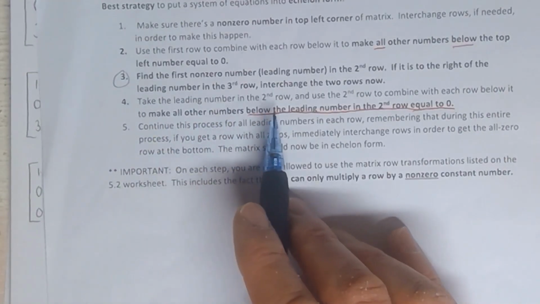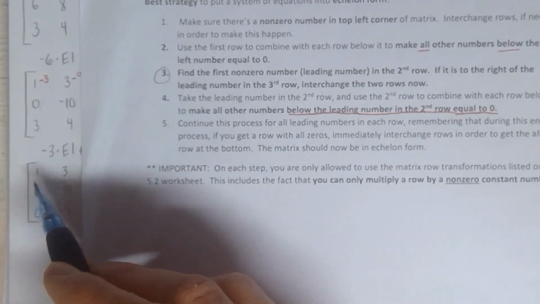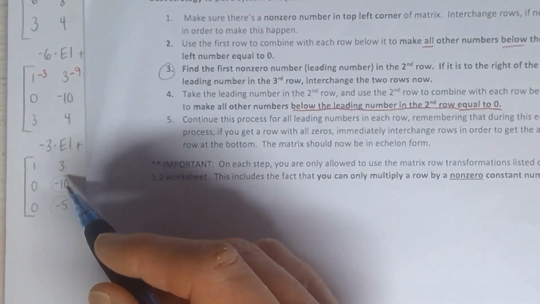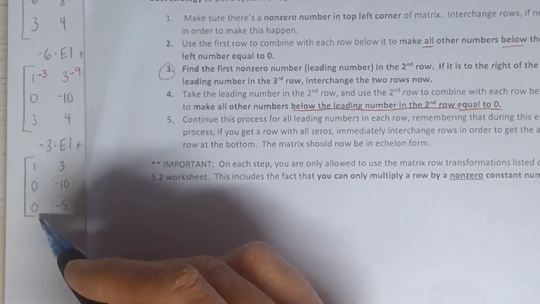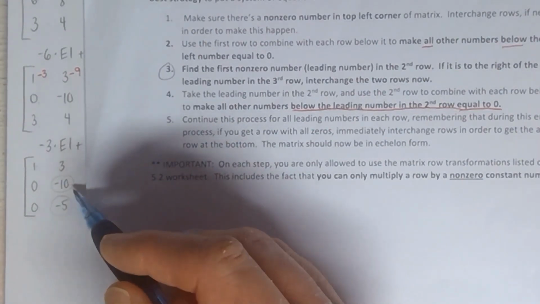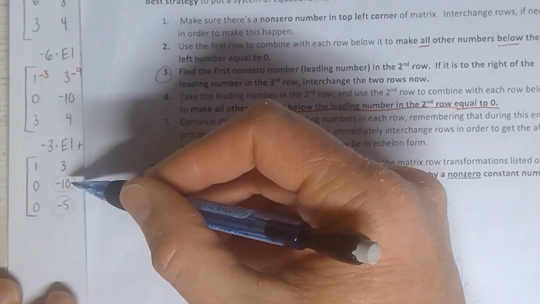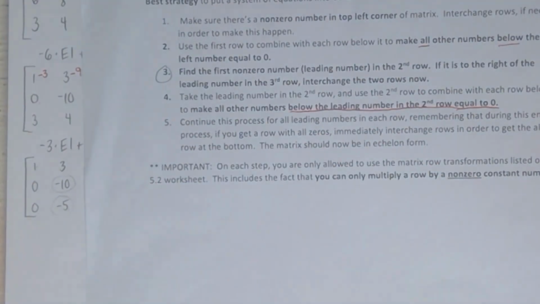And it says take that leading number, -10, and we're going to use the second row, very similar to what we did with the 1 up here. We take the -10 and we use it to make the numbers underneath it equal to 0, just like we do with the 1. Now we take the -10 and make the -5 into 0 by using the -10. How do we do that? Well, since we need to use the -10 to change the -5, we need to combine the second and the third row together. Okay, how can I do this here?